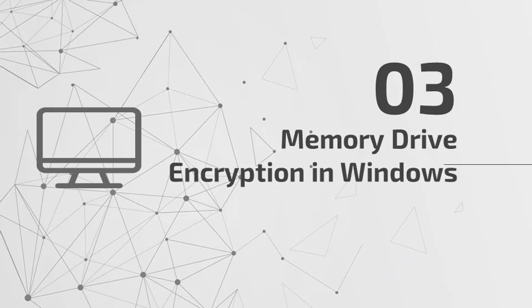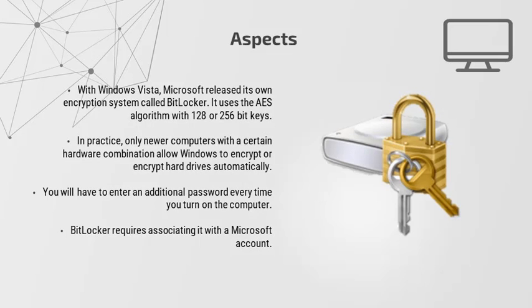The third point is memory-derived encryption in Windows. Windows aspects. With Windows Vista, Microsoft released its own encryption system called BitLocker. It used the AES algorithm with 128 or 256-bit keys. In practice, only computers with a certain hardware combination allow Windows to encrypt hard drives automatically. You will have to enter an additional password every time you turn on the computer.